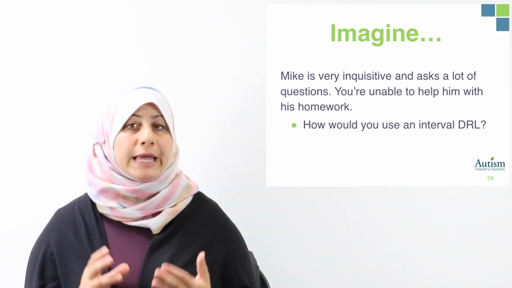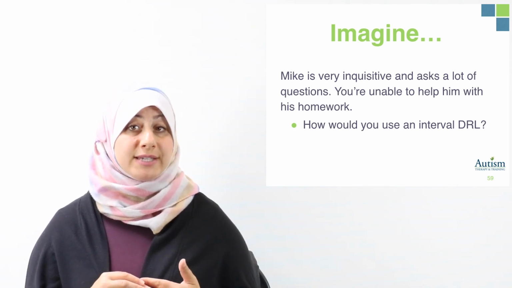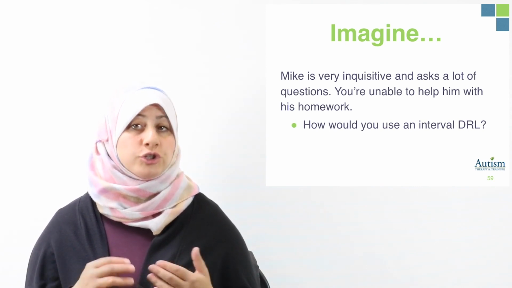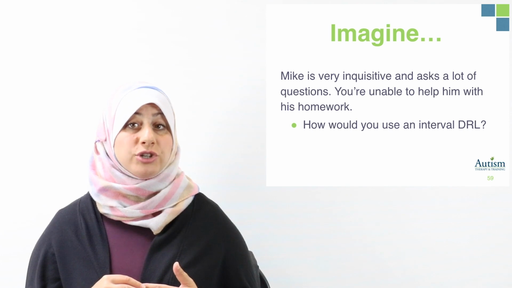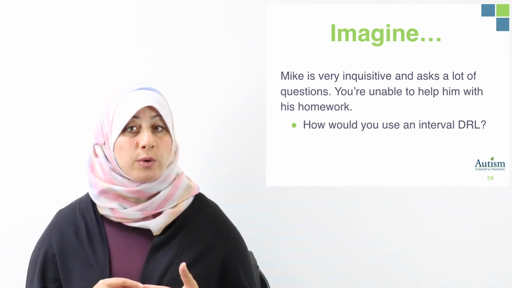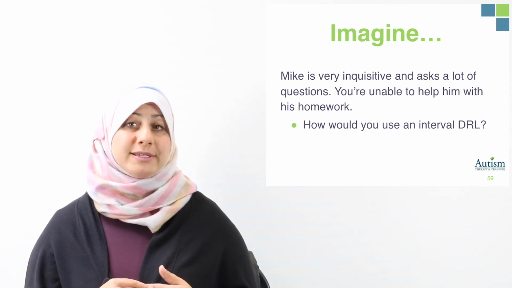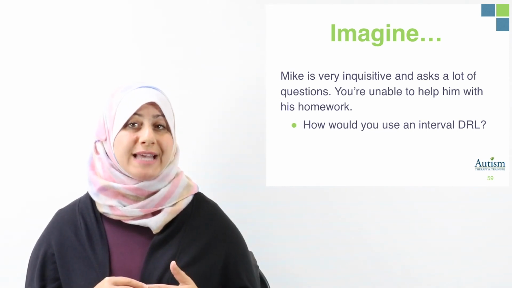Remember, with an interval DRL, you need to divide the session equally. So since we know it's an hour, you'll have 15-minute segments. Your supervisor doesn't want him to engage in more than 12 for the hour, which means he can ask 3 questions every 15 minutes.